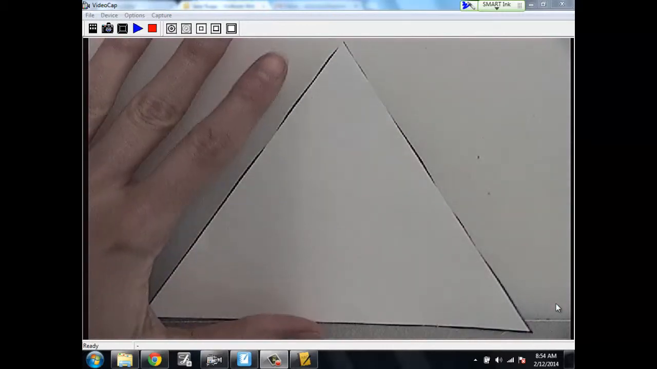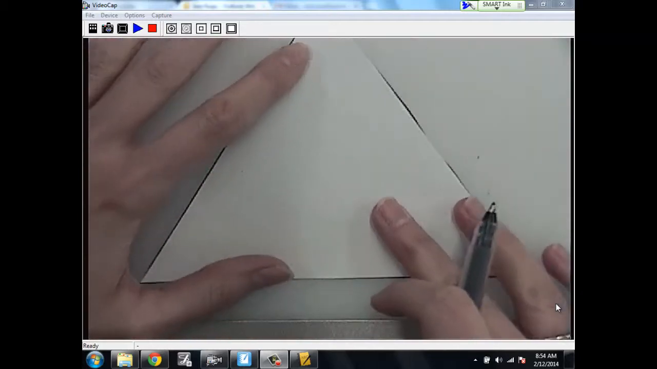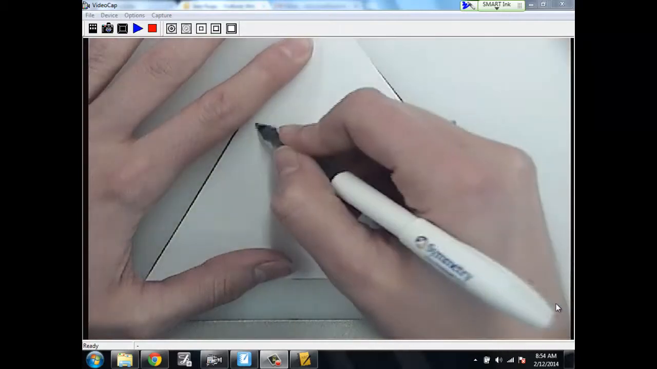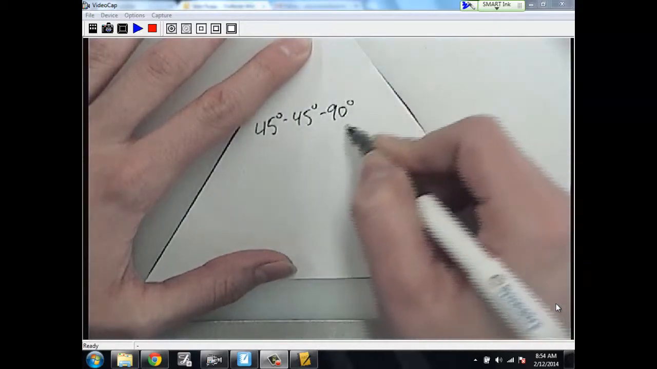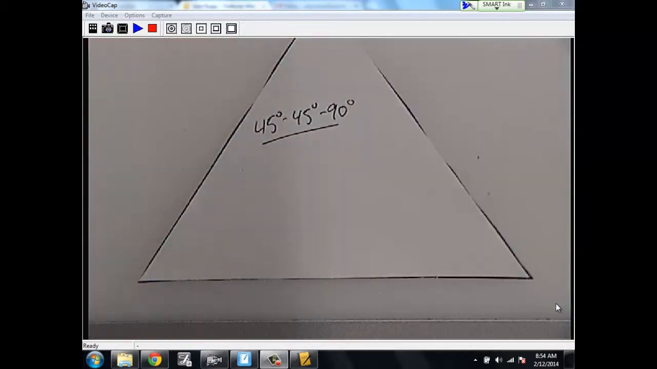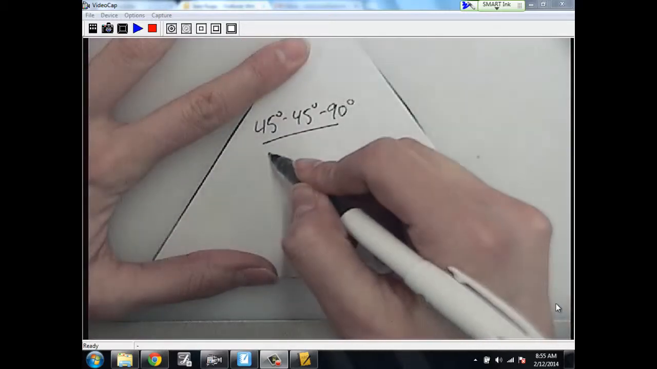We have two different types of triangles we're going to talk about today, and a few rules that go along with them to finding side lengths. The first one we're going to talk about are 45, 45, 90 degree triangles. Tell me what you know about a square. It has four sides. What about the four sides? They're all equal. And how big are the angles? They're all 90 degrees.